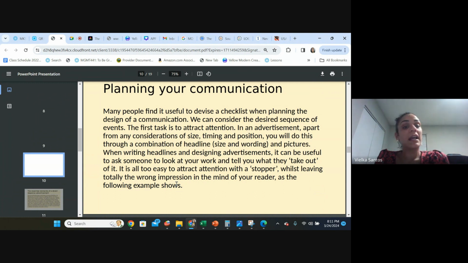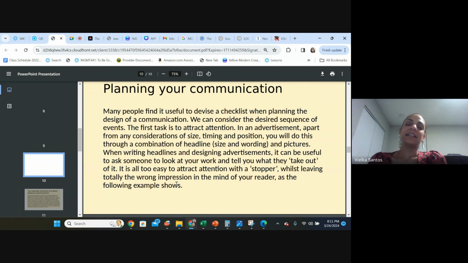You know what the organization needs and how the advertising will help them go to the next level. So many people find it useful to devise a checklist when planning the design of a communication. We can consider the desired sequence of events. The first step is to attract attention. In an advertisement, apart from any consideration of size, timing, and position, you will do this through a combination of headline, size, wording, and pictures.